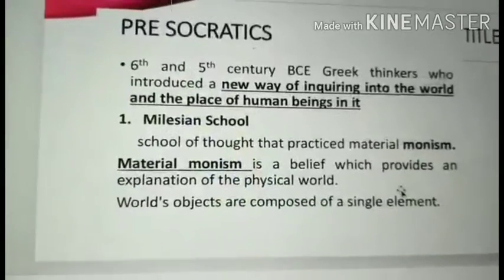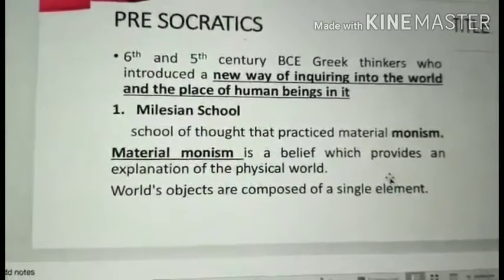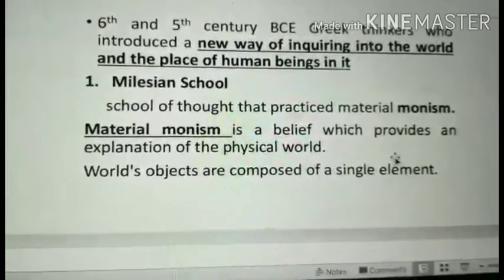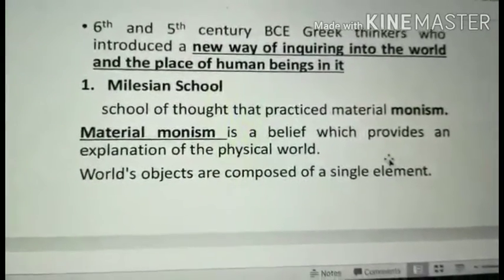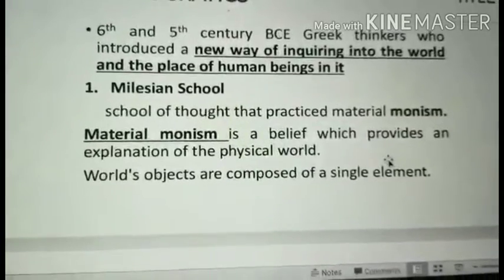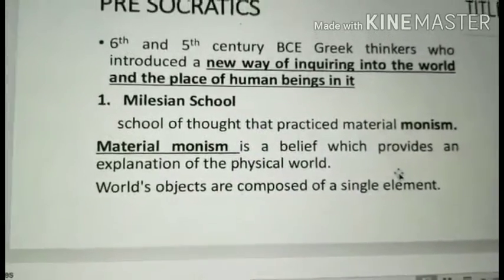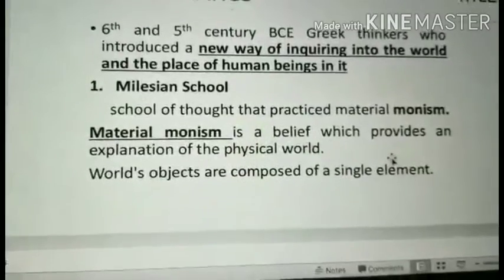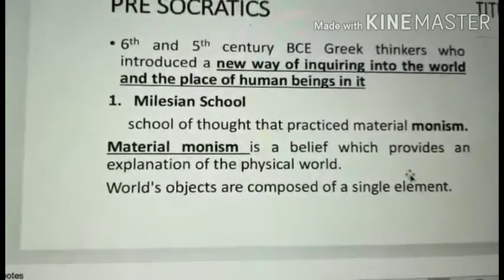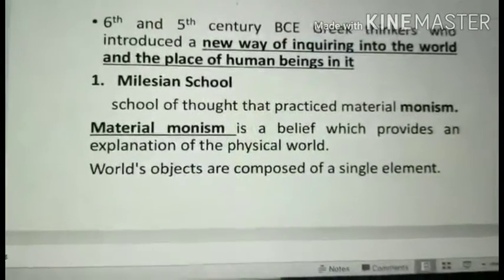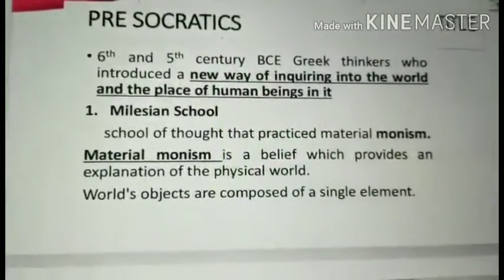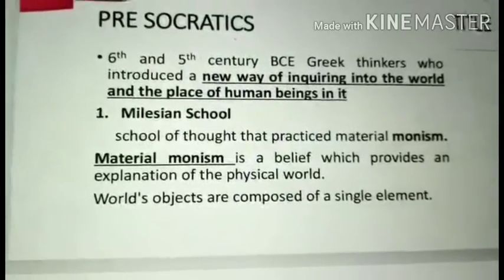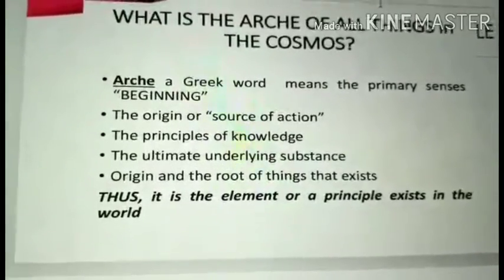Next we have the pre-Socratics. Before Socrates, we have the pre-Socratics and the Milesian school, wherein they have what we call monism. Material monism is a belief which provides an explanation of the physical world. It says that the world's objects are composed of just a single element. Again, it is a pre-Socratic belief that the physical world's objects are composed of a single element.